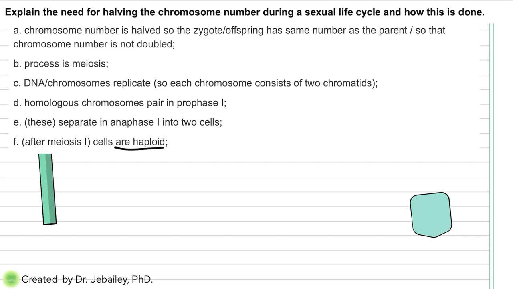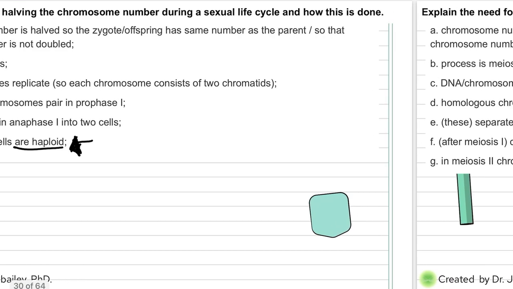After meiosis, cells are haploid, that means after meiosis 2. But you've got to be careful with this one, because it's not after meiosis 1, it's after meiosis 2 that the cells are haploid. So this is a part of the mark scheme. There might be a mistake here, but you can say that the final result of meiosis is a haploid.